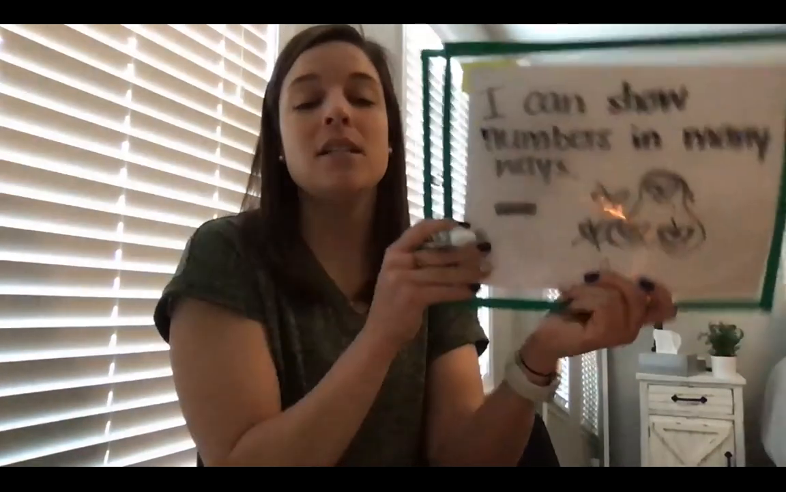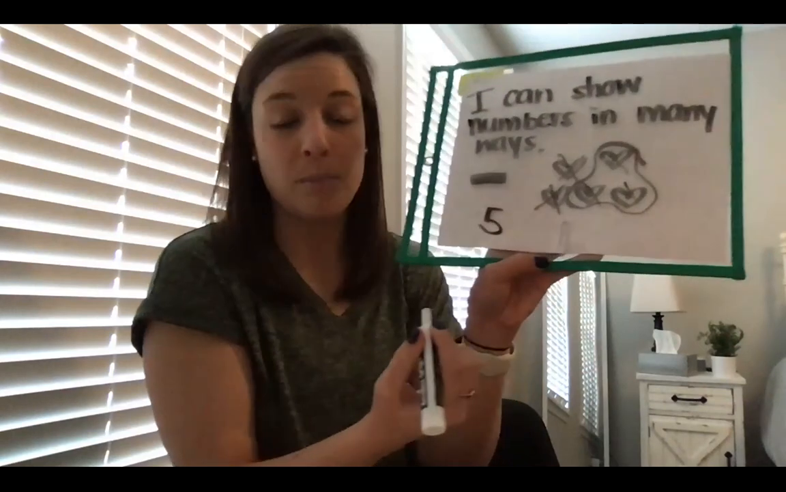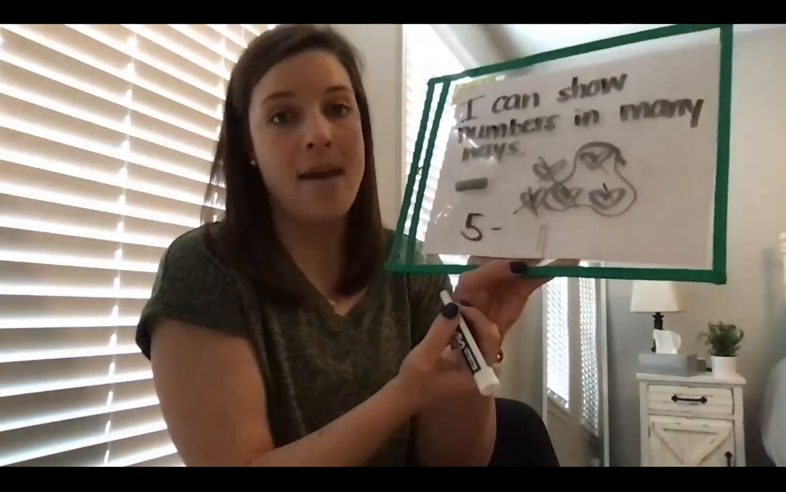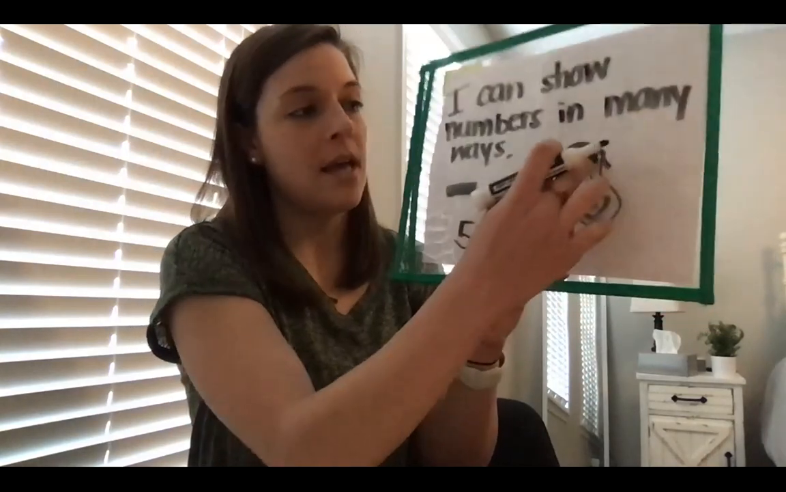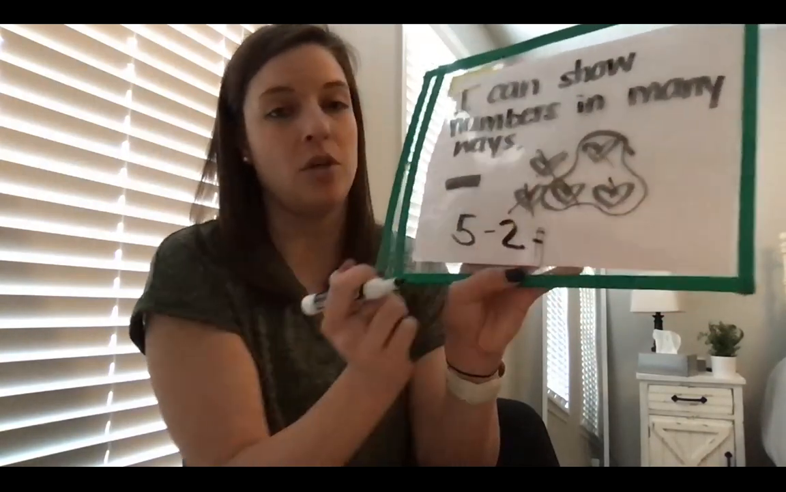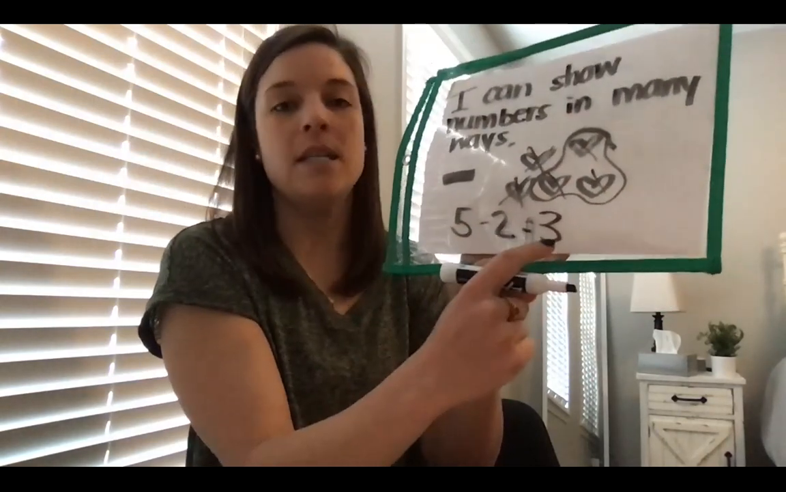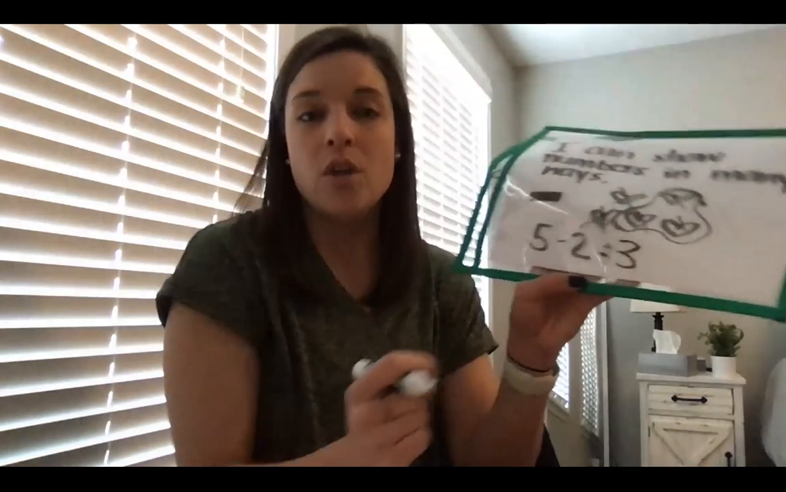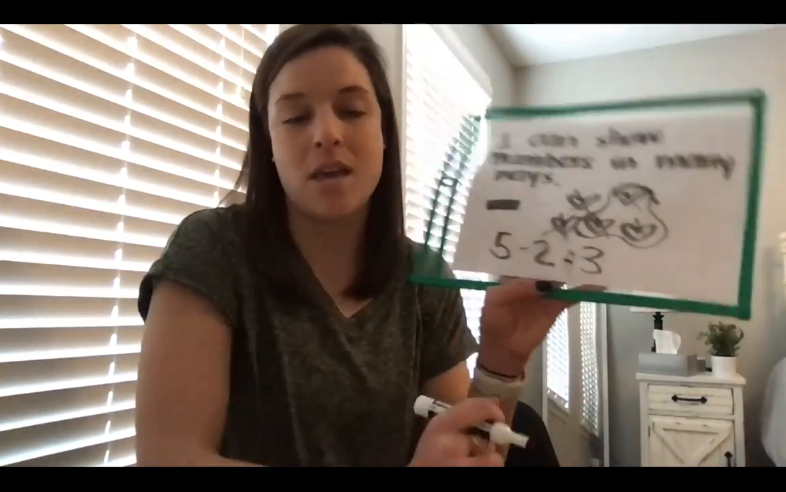So my sentence to go with this would say 5, that's my whole group, take away. How many did I take away? 2 equals how many left over inside the circle? 3. 5 take away 2 is 3 left over. So we're going to show our work today just by practicing this right here, taking away and showing how many we have left over. So let's take a look in our book.